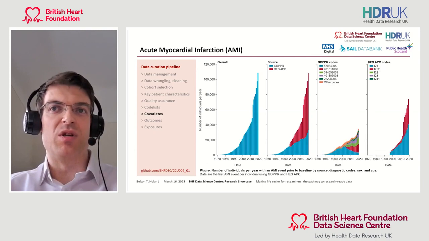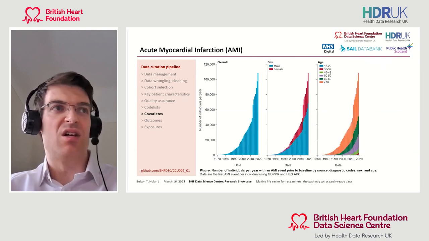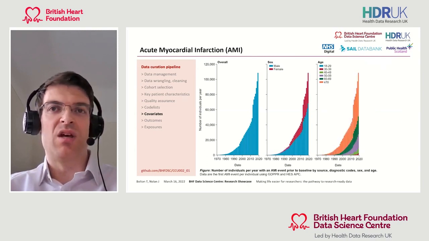We can also look at the distribution of key patient characteristics, such as sex and age. And John and I have developed code to automatically produce these summaries and visualizations for every covariate, which provides a greater level of transparency and understanding when curating the data.